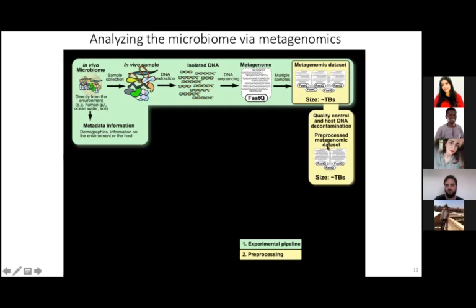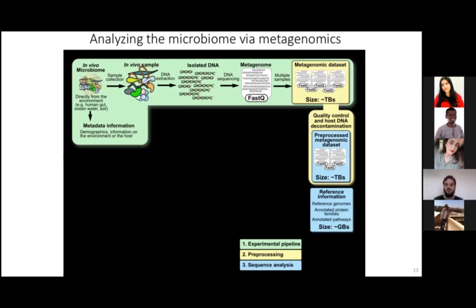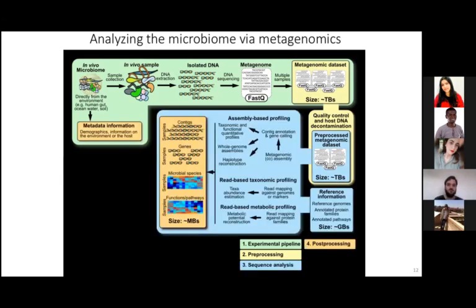So then once you have these pre-processed metagenomic data sets, again in the size of terabytes, you then proceed to use these sequences together with reference information, such as reference genomes, annotated protein families, annotated pathways. And this is where you really do the sequence analysis. You have two different routes here. You can do what we call assembly-based profiling, which is basically overlapping reads to create larger reads or contigs, and then you can use these to understand a bit more what genes, species, and functions and pathways are present within your samples.